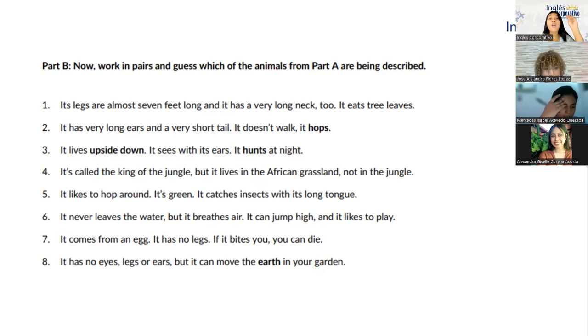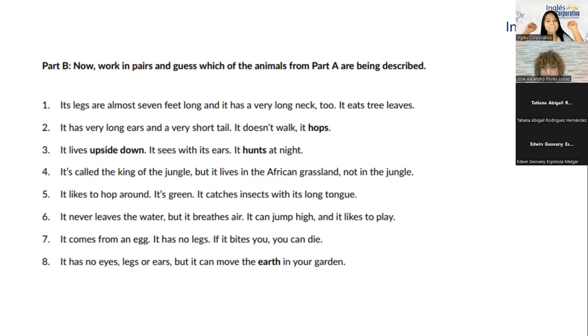Number seven. It comes from an egg. It has no legs. If it bites you, you can die. Snake. Yes. Very good. And number eight. It has no eyes, legs, or ears, but it can move the earth in your garden. Very nice. The worm, el gusano. Yes, it has no eyes, no tiene ojos, no tiene patas, no tiene oídos, pero se puede mover en la tierra de tu jardín. Worm. El gusano. Very good.